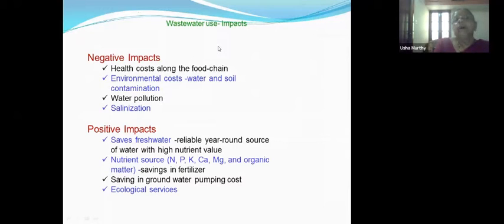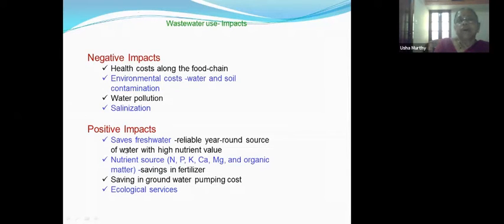Now, the impact of wastewater. So what are the negative impacts? Health costs along the food chain, and environmental costs. It could lead to water and soil contamination or soil pollution. It could also lead to water pollution. It could also lead to salination if that is not taken care of properly. But if extra care is taken, these impacts can be eliminated.